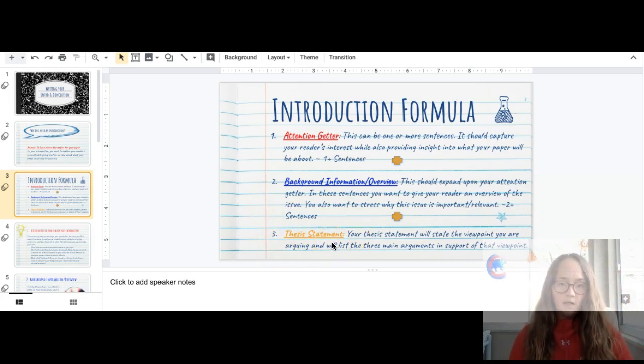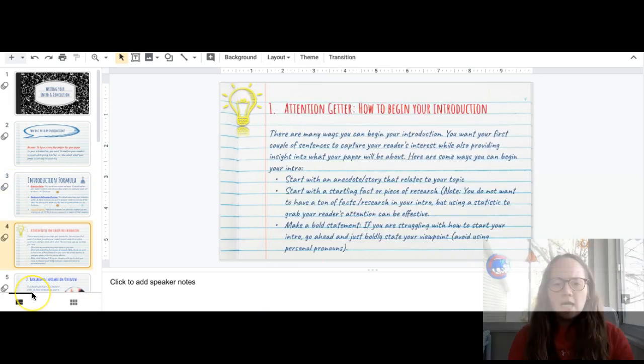Most of you have already developed this in the steps leading up to your conclusion and your introduction, so you should already have that. But remember, your thesis is going to be a strong statement and then your three main argument points.